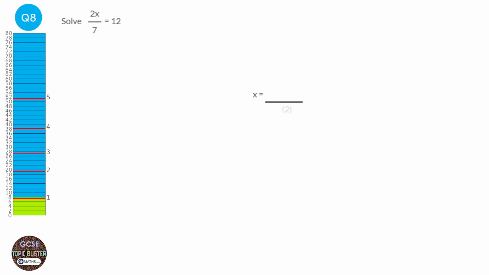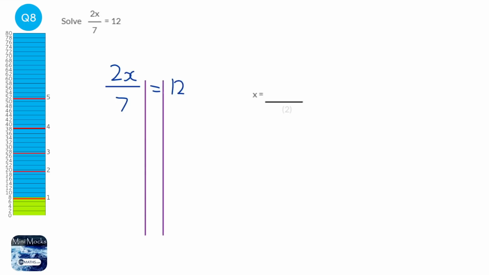So I'm going to write this question again, just a bit bigger, so we've got a bit more space to work with. And one of the rules in solving is to get rid of any brackets or fractions. We don't have any brackets, but we definitely have a fraction.